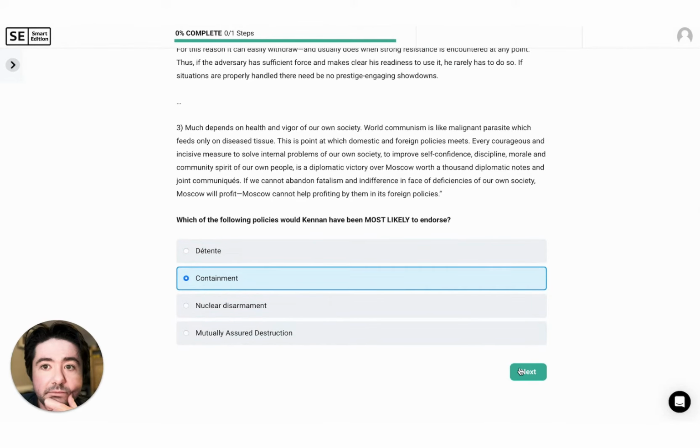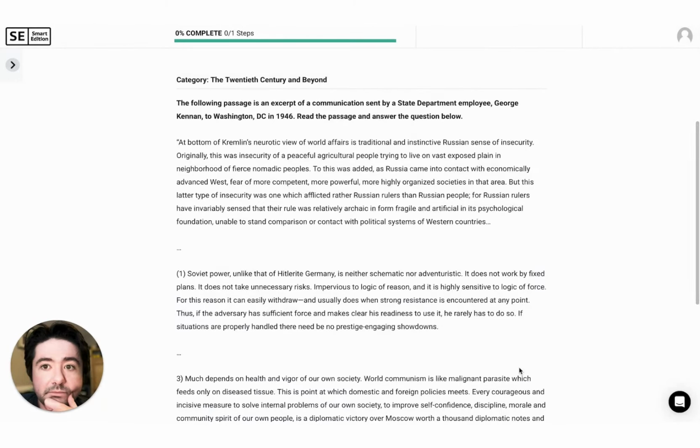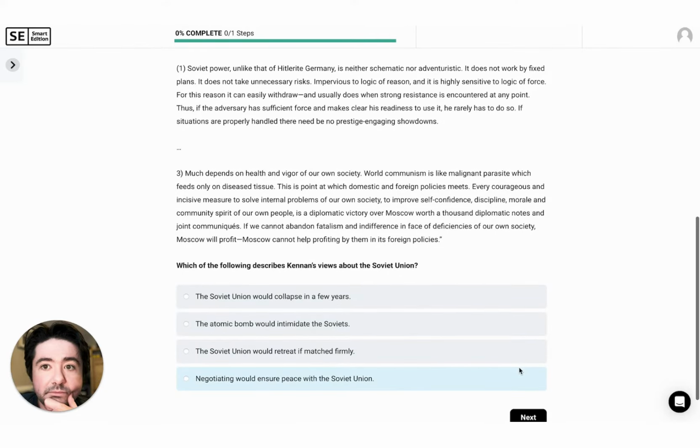Okay. Question 14. Same document, new question. Which of the following describes Kennan's views about the Soviet Union? The Soviet Union would collapse in a few years. The atomic bomb would intimidate the Soviets. The Soviet Union would retreat if matched firmly. Or negotiating would secure peace with the Soviet Union. They all sound pretty plausible. But the correct answer is C. The Soviet Union would retreat if matched firmly.